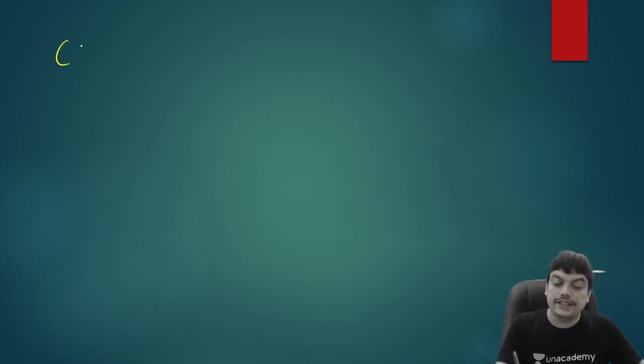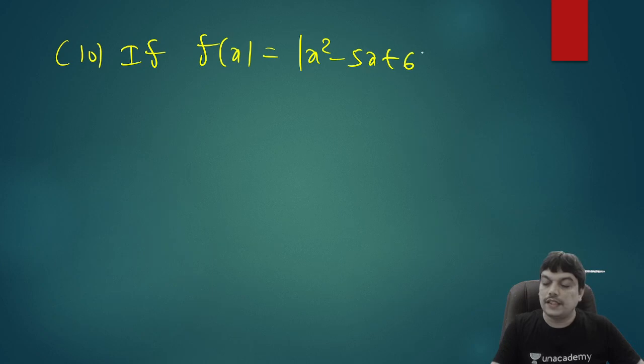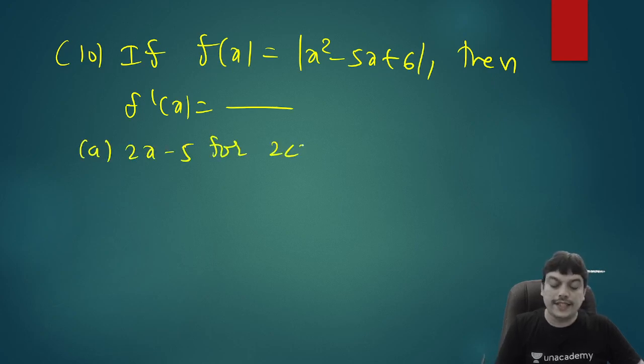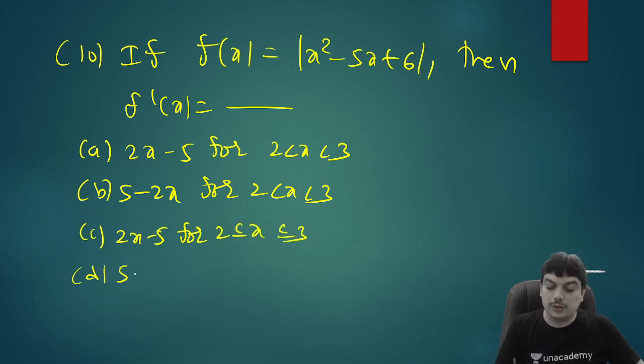Now let us take up the 10th question. If f of x is equal to modulus of x square minus 5x plus 6, then you need to find out the value of f dash of x. So the options are 2x minus 5 for 2 less than x less than 3. Then 5 minus 2x for 2 less than x less than 3. Then we'll be writing 2x minus 5 for 2 less than or equal to x less than or equal to 3. And 5 minus 2x for 2 less than or equal to x less than or equal to 3.